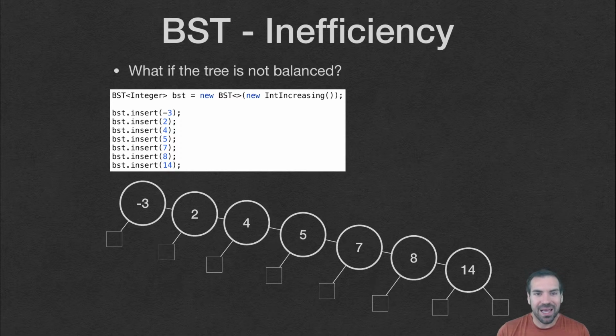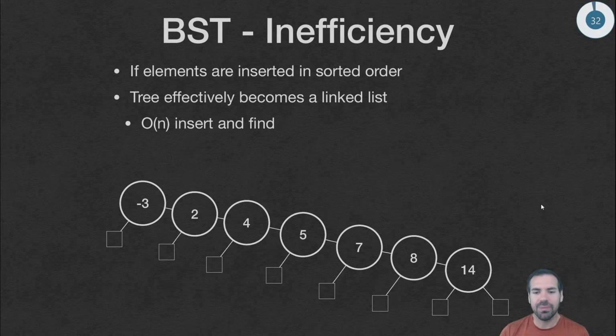And now we basically have a linked list, which has horrible efficiency. Everything's going to be O of n, insert and find. Our height is O of n, insert and find are both O of n, and we lose all of our efficiency. We might as well just use the linked list from the beginning, because that's basically what we have here. We have no efficiency at all. So we'd lose any gains that we might have gotten by using a BST, which is bad.